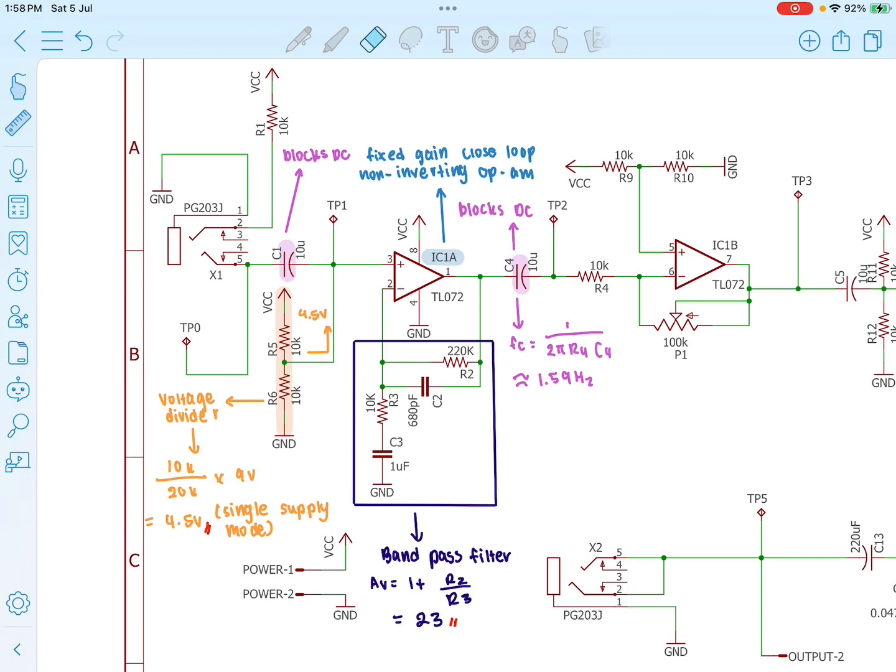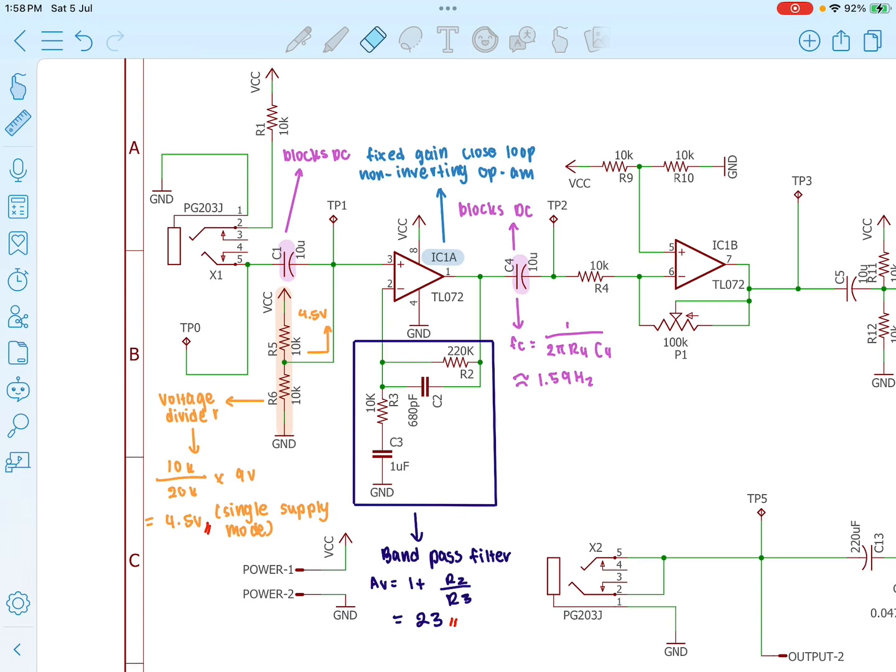The voltage divider made up of two 10k ohm resistors, R6 and R5, biases the op-amp to half of the supply voltage, which is 4.5 volts. This allows the op-amp to operate correctly in single supply mode, since we are not using a dual positive and negative power rail. Additionally, this stage includes a bandpass filter formed by R2, R3, C2, and C3.